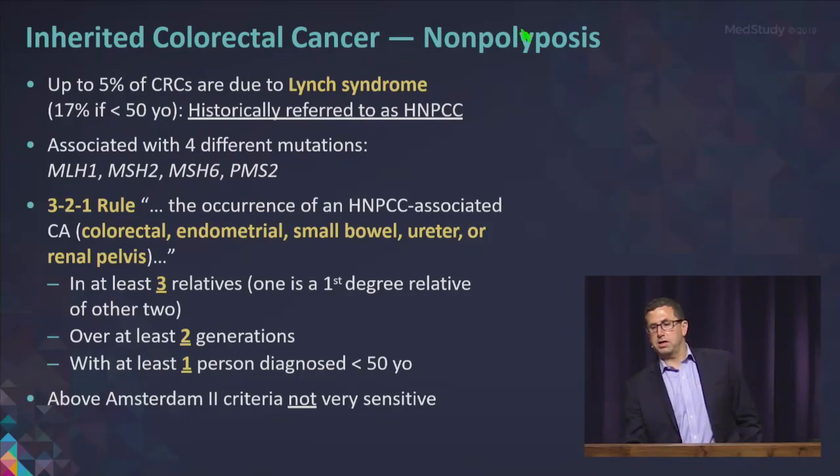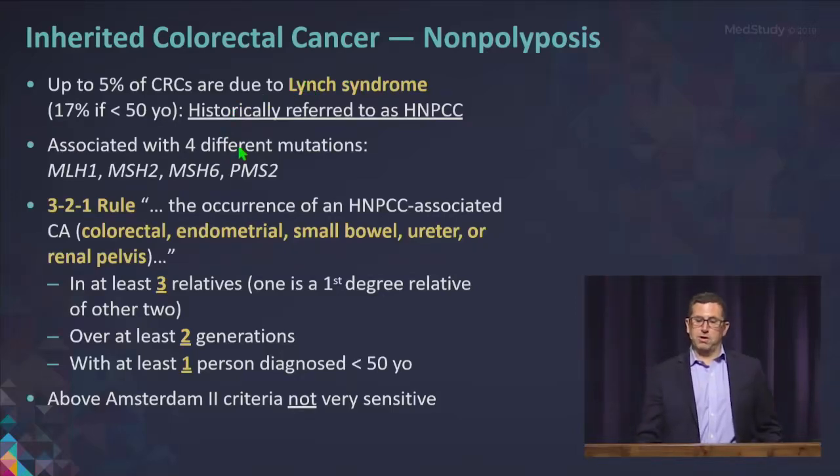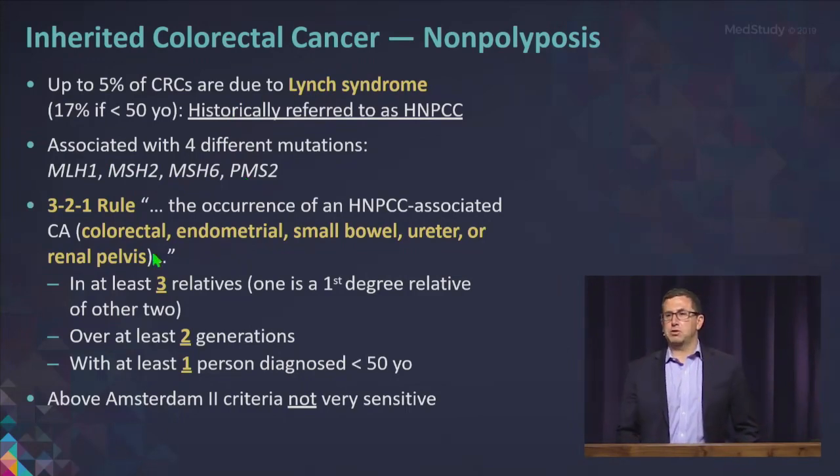So now we're going to talk about the non-polyposis syndromes. The most common here is Lynch syndrome. This used to be referred to as HNPCC, but it's no longer referred to as HNPCC in the literature. It's associated with 4 different mutations: MLH1, MSH2, MSH6, and PMS2. And you may remember the Amsterdam criteria, the 3-2-1 rule. 3 relatives over at least 2 generations with 1 person diagnosed less than 50.